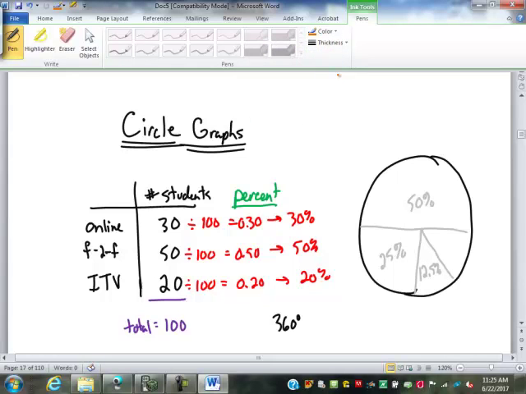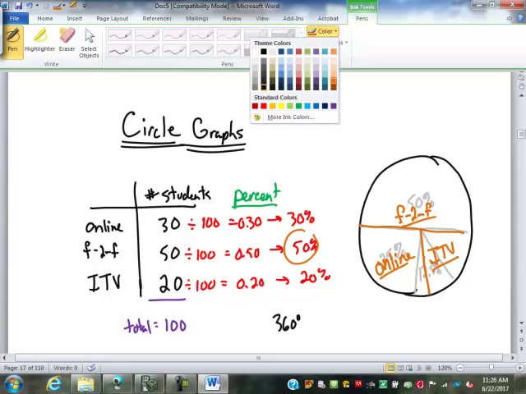I can use those to come out with pretty rough. Actually, there's one that's exactly 50%. So that's going to be the face-to-face. The online is 30%, which is slightly more than 25. So I'd go slightly more than 25. That's online. This remainder here is ITV. So that's a relatively accurate circle graph without having to go through a whole lot of effort. Now, these added up to 100, so that made it a little simpler.